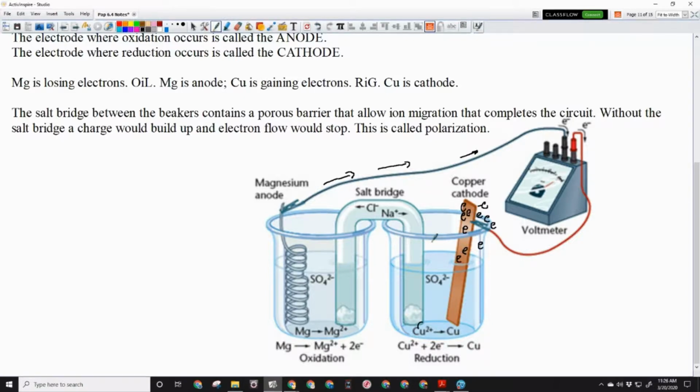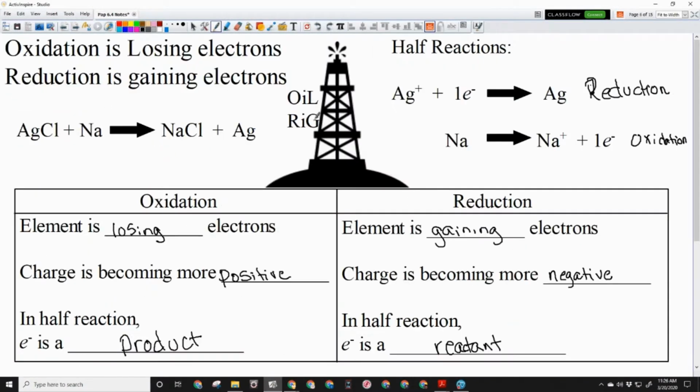Now, here comes the other part of the electrochemical or voltaic cell. The magnesium is losing electrons. Oxidation is losing. OIL RIG: oxidation is losing. Let me go back to that so I can show you that. Oxidation is losing, reduction is gaining. So that's how you remember these. OIL RIG, oxidation is losing, reduction is gaining.